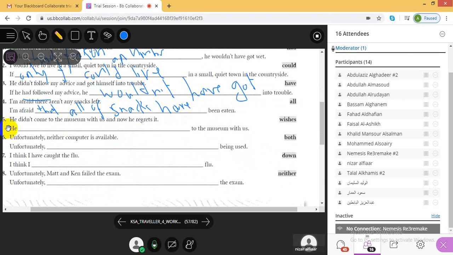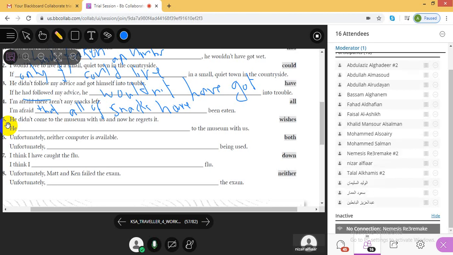So number 5, he didn't come to the museum with us and now he regrets it. Okay? Bassam Al-Ghanim, I'd like you to answer, please. You know that I love your performance. Bassam, I'd like you to answer number 5. He didn't come to the museum. So the situation, he didn't. So it happened in the past. Okay? He didn't come to the museum with us. And now he regrets it.